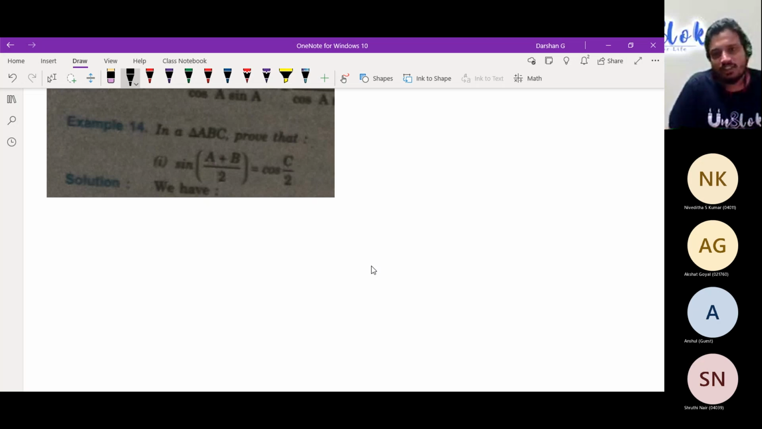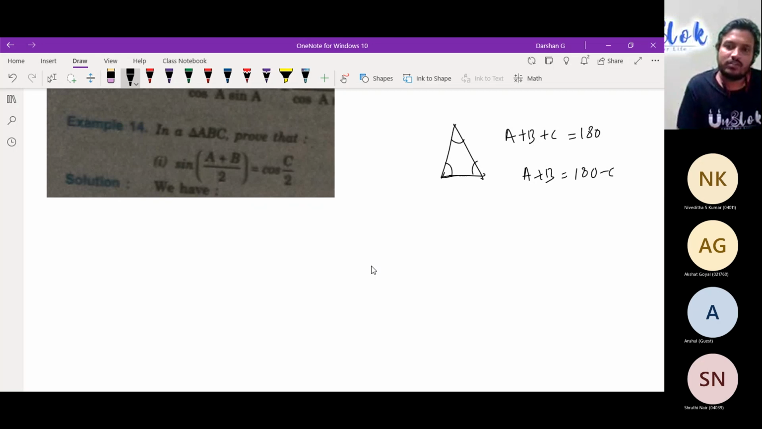Okay. Now how to solve this in a triangle? So we have a triangle and I'm drawing it like this. I'm not even drawing a right angle triangle. So let us assume this is ABC. So A plus B plus C is 180 degrees. Sir, can you tell A plus B equals 180 minus C? Yeah. So I can write A plus B equals 180 minus C. That is the right way to go about it. So what will the answer be? Sine of (180 minus C) divided by 2. That will be the answer. I have to prove it as cos C by 2. That is automatically getting proved. Here only it is getting proved actually.